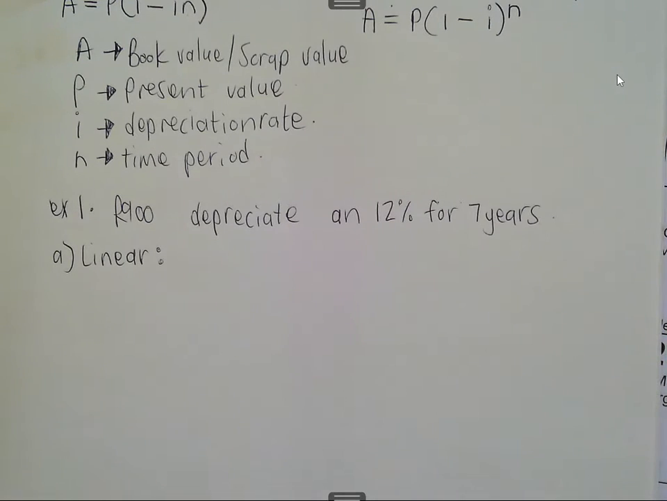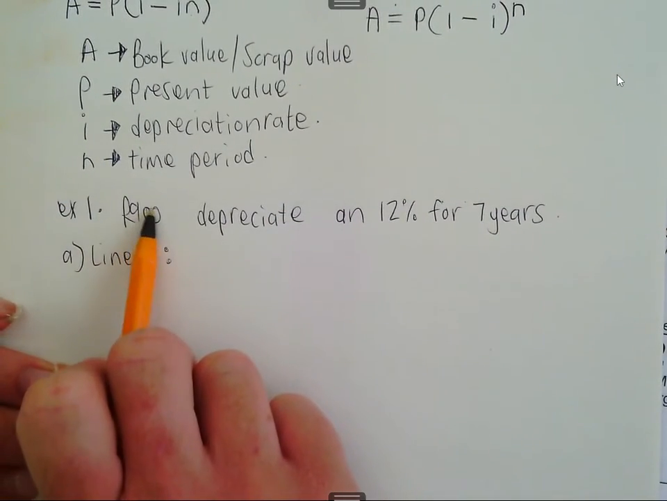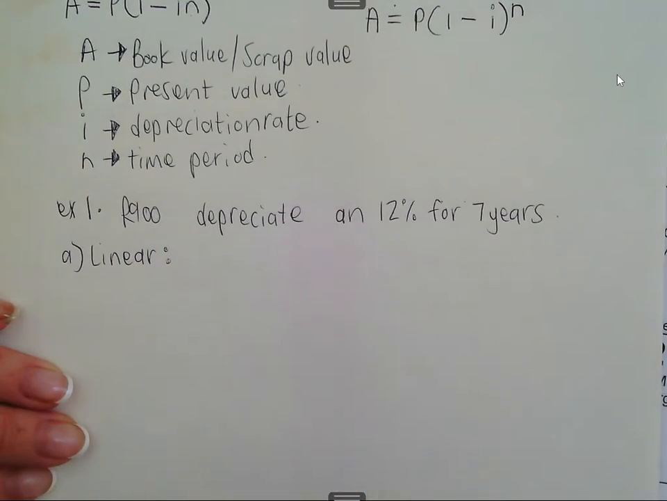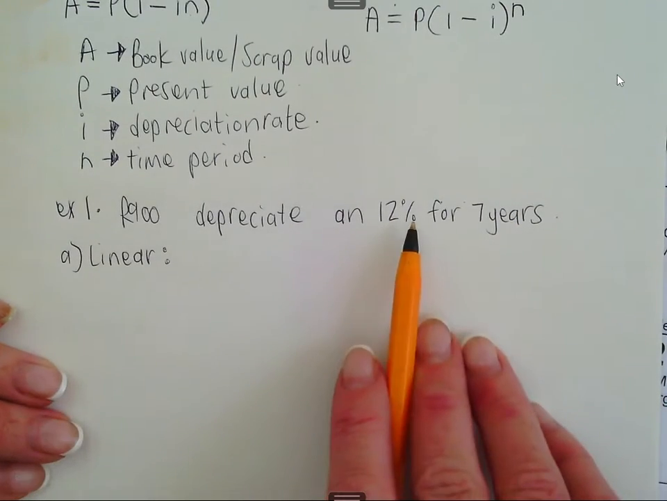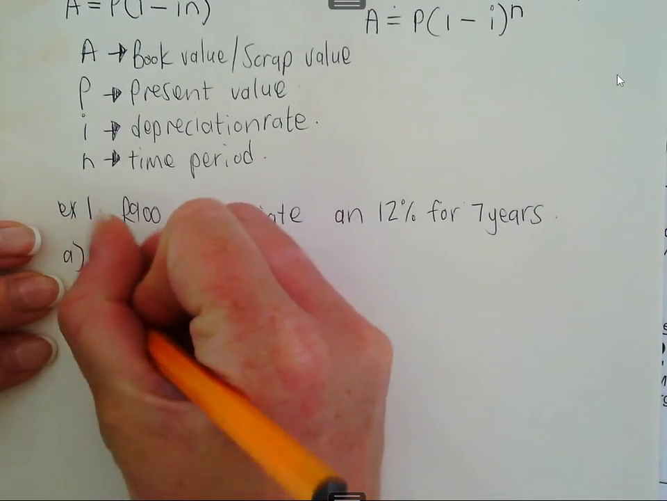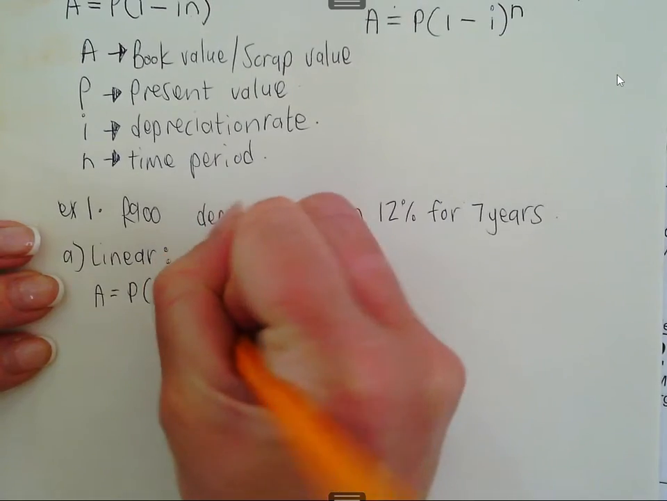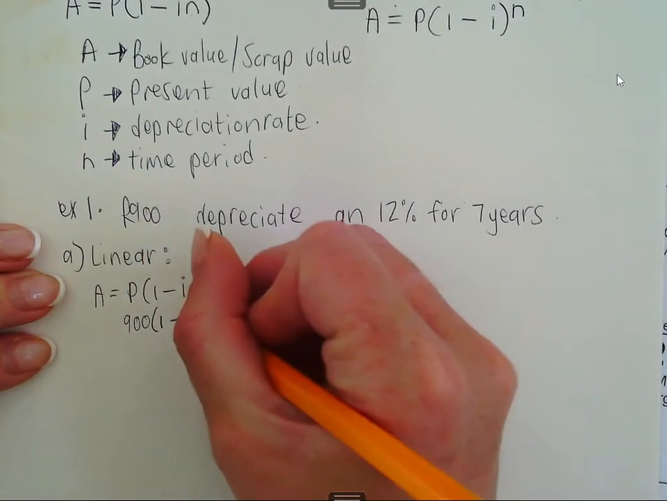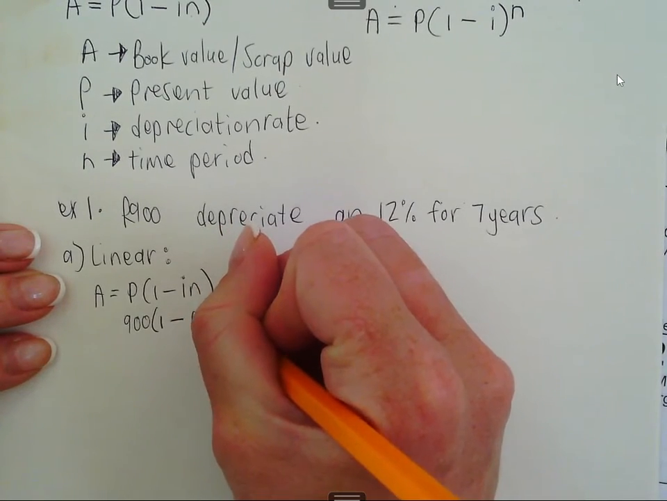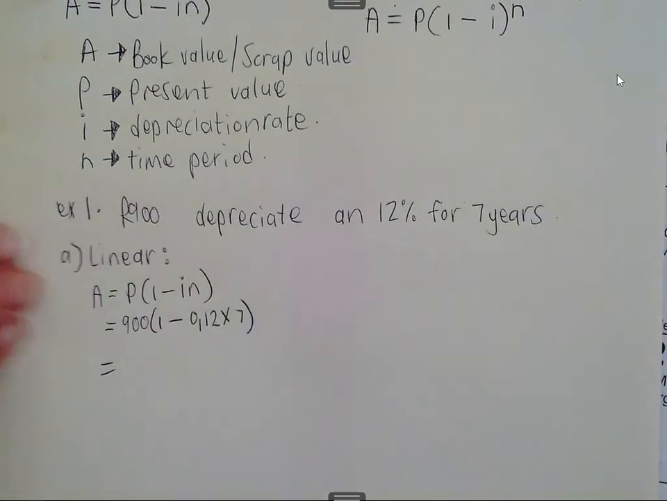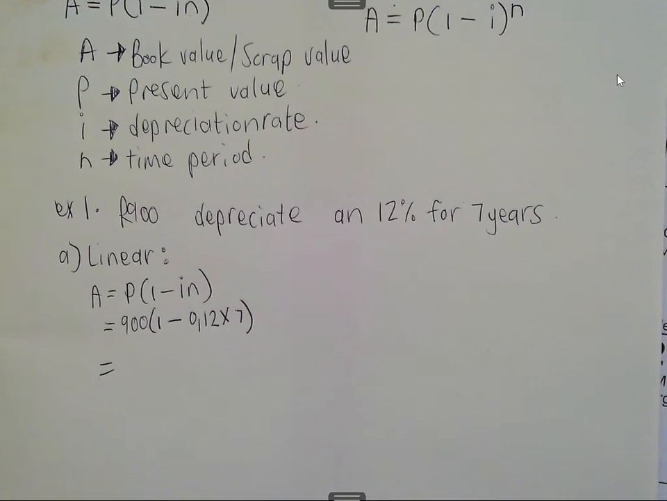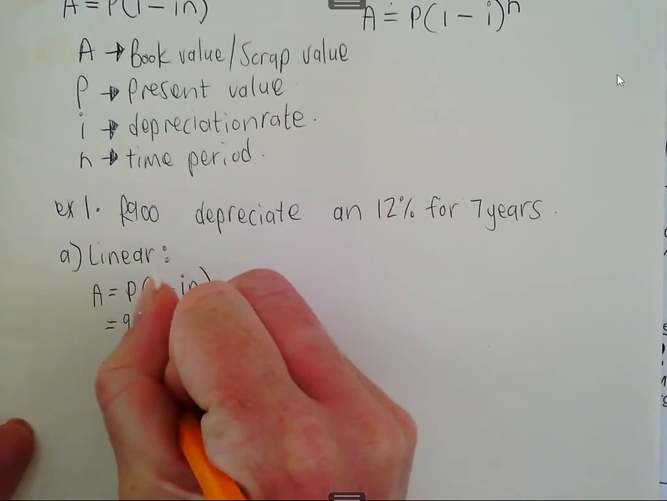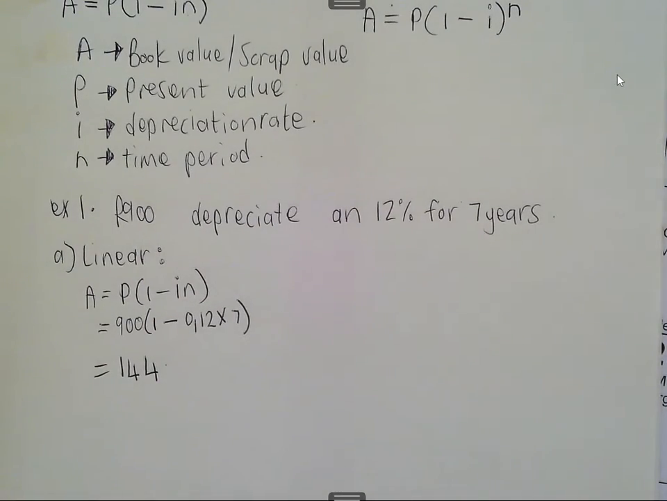Can we do the example? Okay, so linear, this is the amount, the present value. I have to calculate what the book value or the scrap value will be after 7 years if it depreciates at 12%, linear. Then I'm going to say A equal to P bracket 1 minus IN. So it's going to be 900 bracket 1 minus 0,12 times 7. It gives me an answer of 144. So after 7 years, the thing that was 900 Rand will only be valued at 144 Rand.